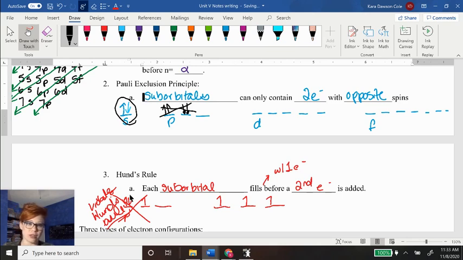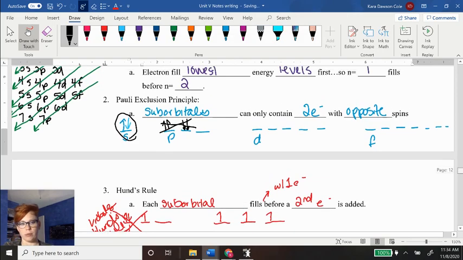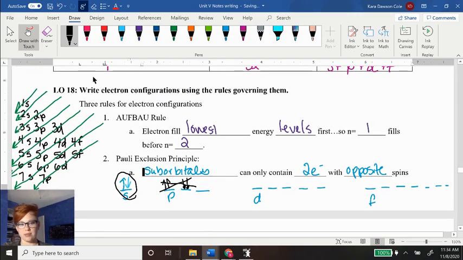Your regular electron configurations follow the Aufbau principle. So just make sure you are following that. Follow the method of how you go through 1s, 2s, 2p, 3s, 3p, 4s, 3d, 4p, 5s. You can remember this, it will help a lot. Okay, so that was learning objective 18, write electron configurations using rules that govern them.